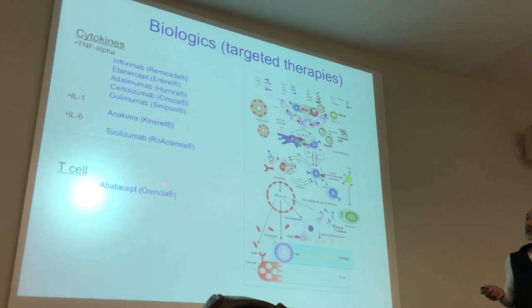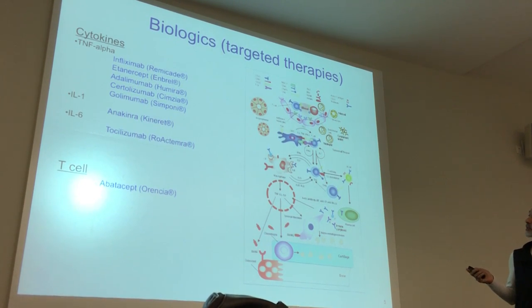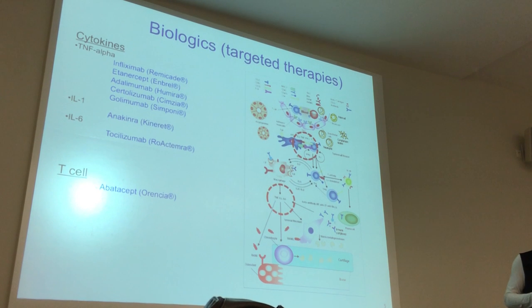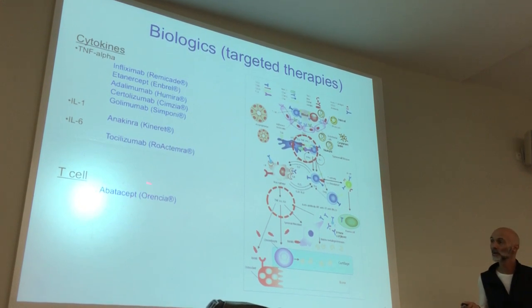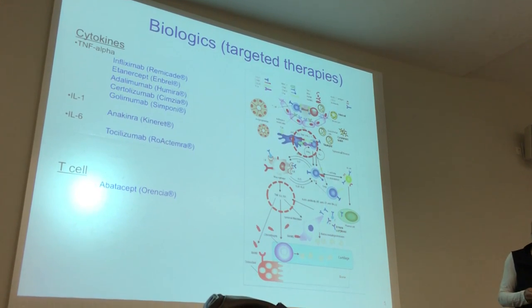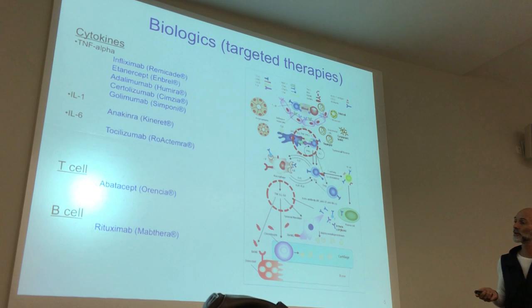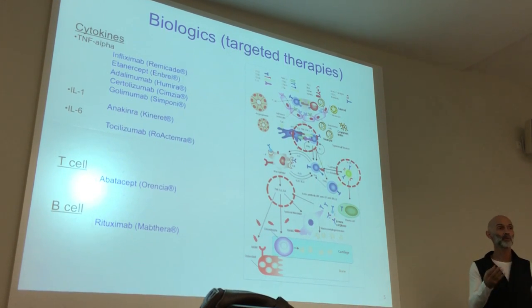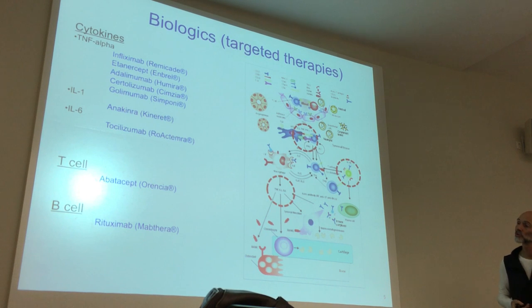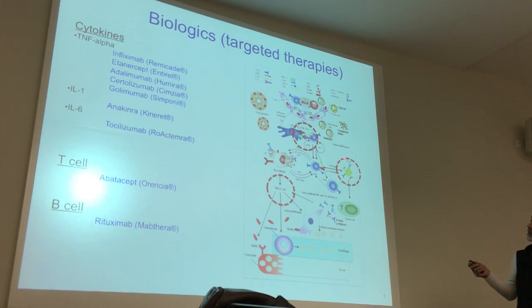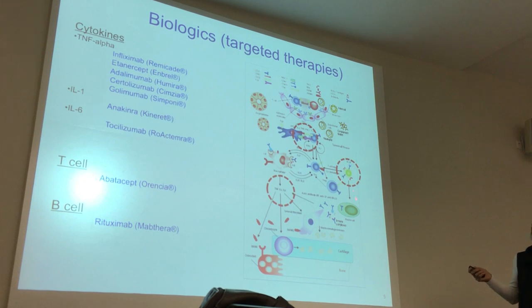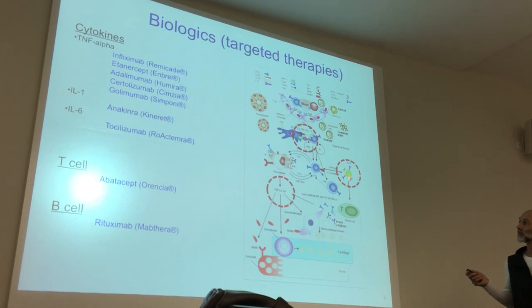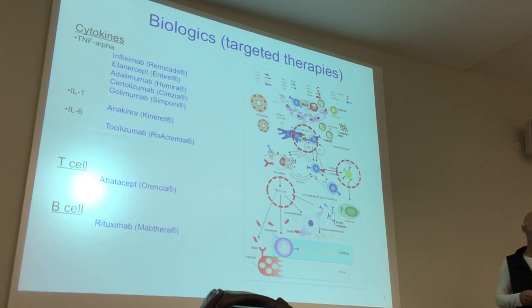Then we have drugs that target T cells, so they would interfere here with the activation of T cells. The drug we're talking about is abatacept. And we also have a drug against B cells that was not invented in rheumatology but comes from the hematological field, where it's been used for a long time for B cell lymphomas. So we would interfere here, depleting B cells and therefore antibody production and presentation.